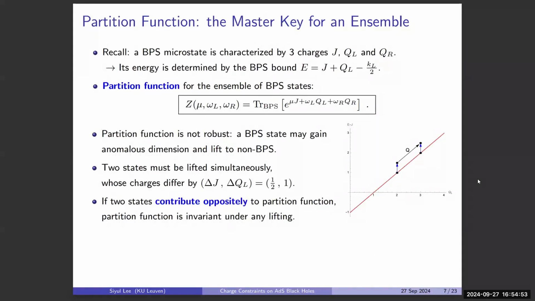There is one problem with this partition function: it is not robust. For example, as you change the coupling constant of the theory, the BPS spectrum can change, and as a result, the partition function can change as a function of the coupling constant. For example, a BPS state that lives on this point on the charge plane may get an anomalous dimension under the variation of the coupling constant and lift to being non-BPS.